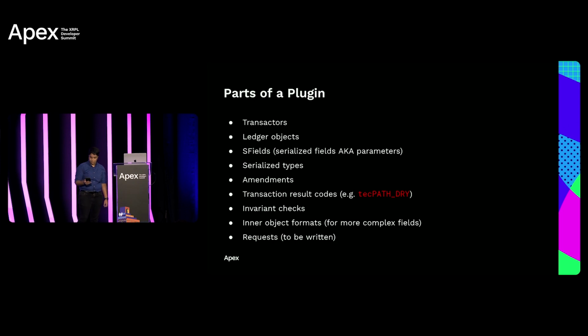Inner object formats are essentially when you're defining a more complex object field, such as the signer entry field. There's some subfields to that, so you might want an inner object for that. And RPC requests are if you want to create a new request, like, for example, account NFTs for XLS-20. This feature hasn't been written yet, so that's still TBD. These are really the only 2 bits that you'll need to worry about for our example today.